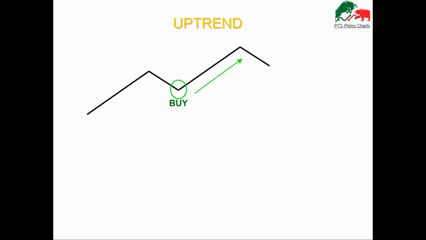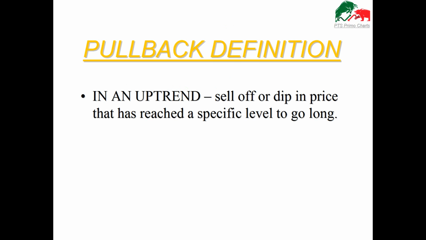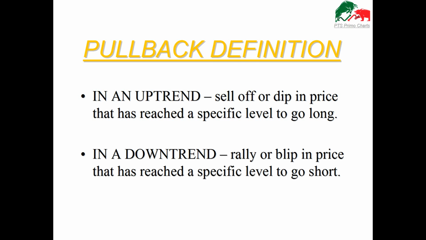So the advantage to trading pullbacks is if you're going long, you can purchase in an uptrend at a less expensive price. Now conversely, you can also sell pullbacks if the overall trend is down. So here is the standard definition in a downtrend. A pullback is simply a rally this time, or a blip in price that has reached a specific level, and now that all the requirements are met, now you can sell or go short.